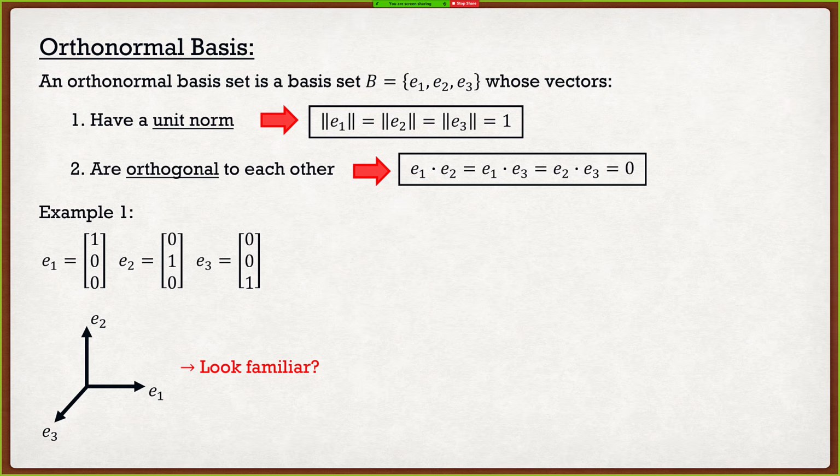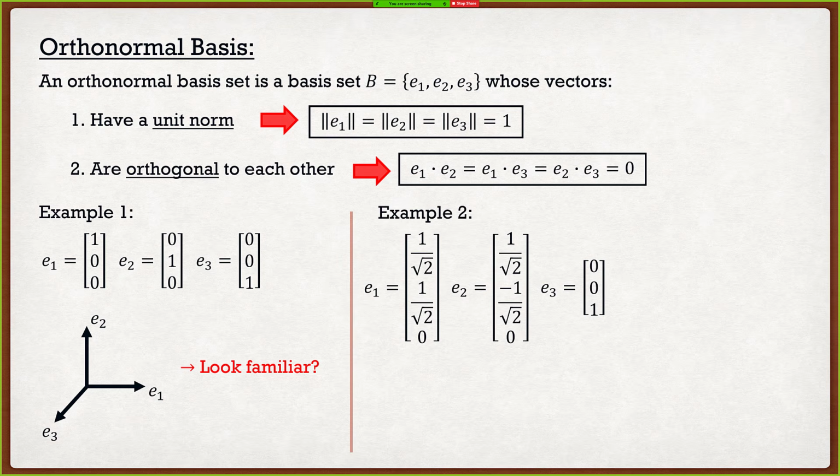So even though we deal with this one because it's most simplistic, we must realize that there are actually others. So in example number 2, we can have E1 as 1 over the square root of 2, comma, 1 over the square root of 2, comma, 0. If I were to take the norm of that, it's actually equal to 1. So that's satisfied. And then E2 is the exact same thing, except we have a negative 1 over square root of 2. And then E3 is 0, 0, 1. What would that look like? Well, it looks like the exact same thing, except E1 and E2 are now rotated. But this is a perfectly valid orthonormal basis set.